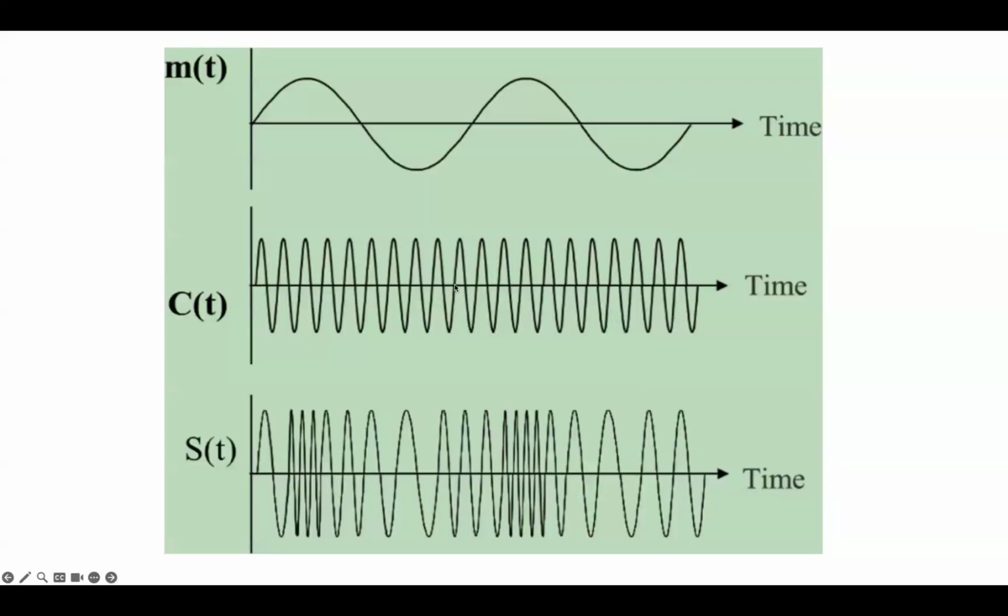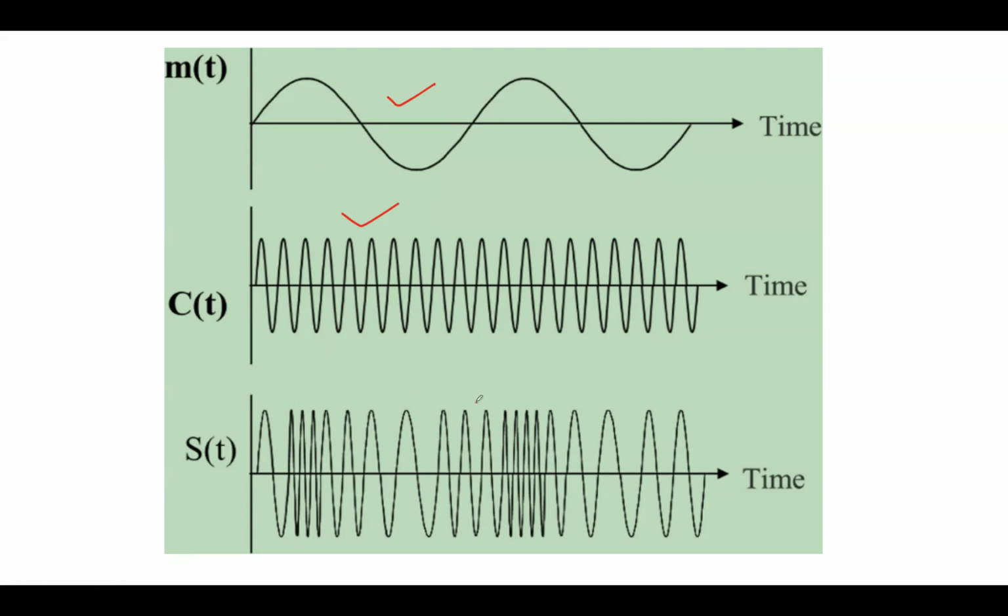So, let us consider the following example. Here, we can see that there are two signals. One is the low frequency message signal, and the other one is the high frequency carrier signal. So, when this carrier undergoes modulation due to this message signal, we can find that the frequency of the carrier does not remain the same. There is a variation in the frequency.